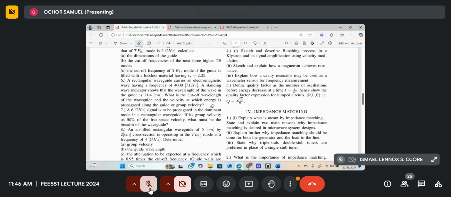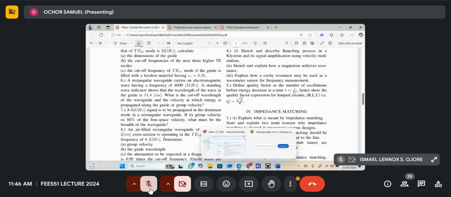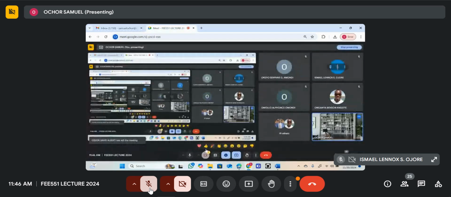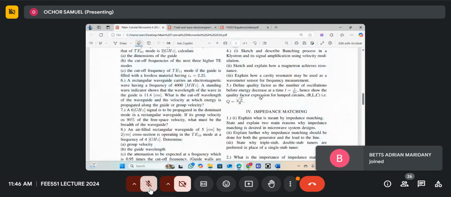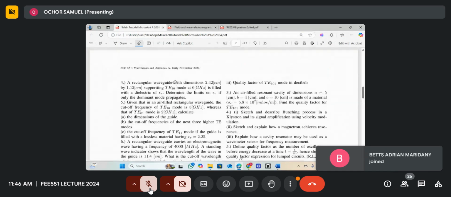Could someone now take us through Chebyshev transformers or impedance matching? Or does anyone have another question on this material?